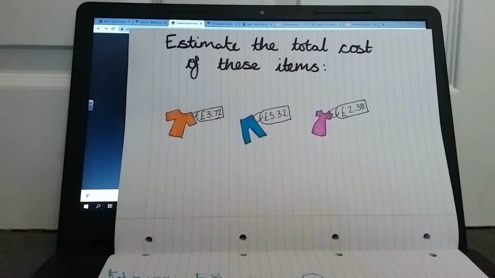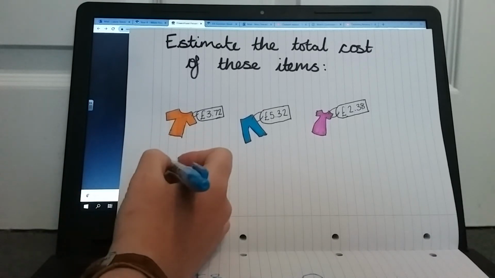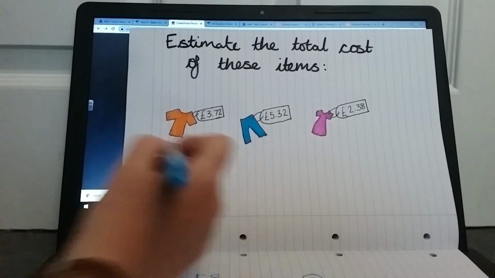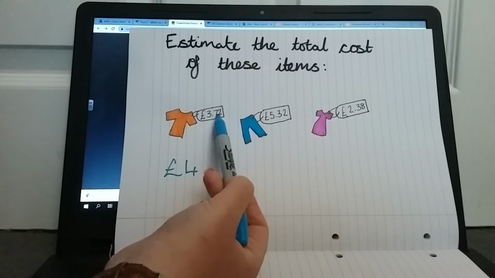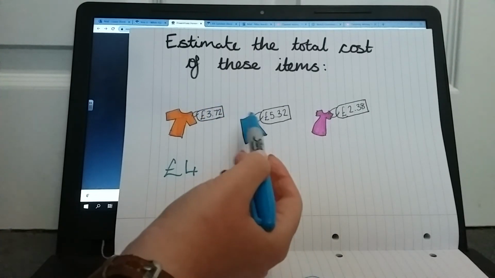So have a think about what we're going to need to do first in order to estimate the total cost. That's right, we're going to need to round each item to the nearest whole pound first. And then we can add them up to estimate the total cost, to get a rough guess of the cost. So, £3.72 rounded to the nearest pound. Well done if you worked out it is £4, because we've looked at our tenths column, which is a 7. That's telling us we're rounding up.